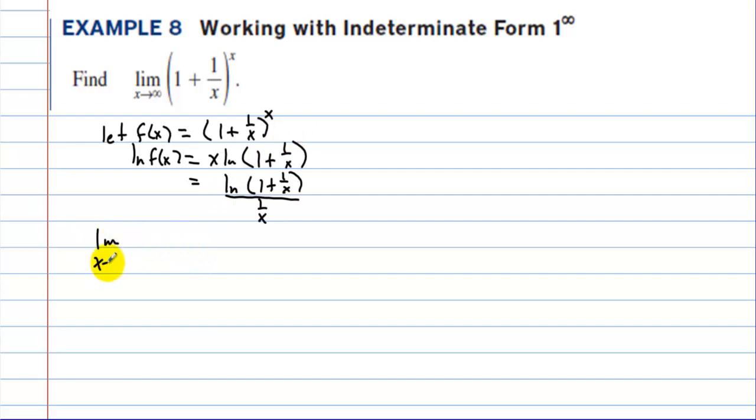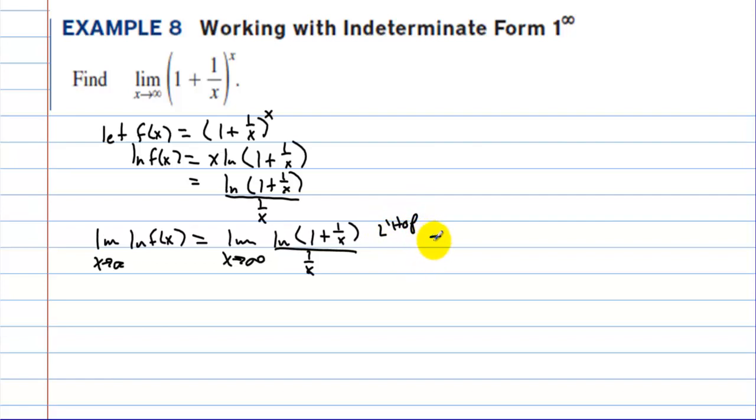The limit as x approaches infinity of natural log of f of x is equal to the limit as x approaches infinity of the natural log of 1 plus 1 over x, then over 1 over x. We can do L'Hopital's rule now, and that's equal to the limit as x approaches infinity of 1 over 1 plus 1 over x over, and then the derivative of the inside is negative 1 over x squared. The derivative of 1 over x is negative 1 over x squared.